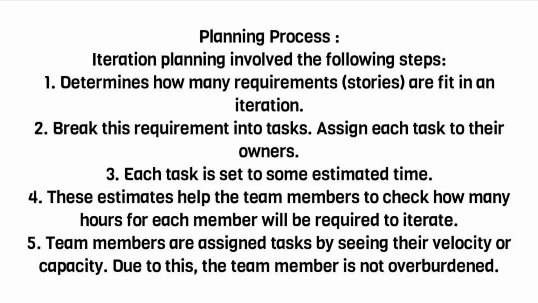Planning process. Iteration planning involves the following steps. 1. Determine how many requirements, or stories, fit in an iteration. 2. Break these requirements into tasks. Assign each task to its owner. 3. Each task is given an estimated time. 4. These estimates help the team members check how many hours each member will require in the iteration. 5. Team members are assigned tasks by looking at their velocity or capacity. Due to this, the team member is not overburdened.